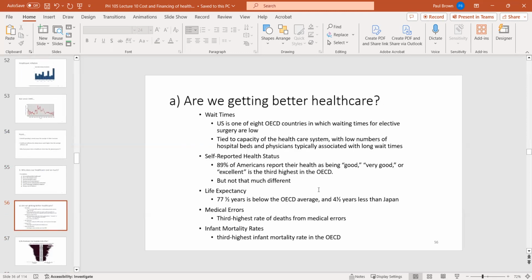So are we getting better healthcare? The short answer is, not much evidence of it. It depends on how you want to look. If you look at waiting times for different types of surgeries, the waiting times tend to be low in the US compared to other countries. The problem with that is that the waiting times are low because the only people who get on a waiting list are people who can pay for it. If you don't have a doctor and you don't have health insurance, then regardless of whether you need something or not, you're not going to be on the waiting list.